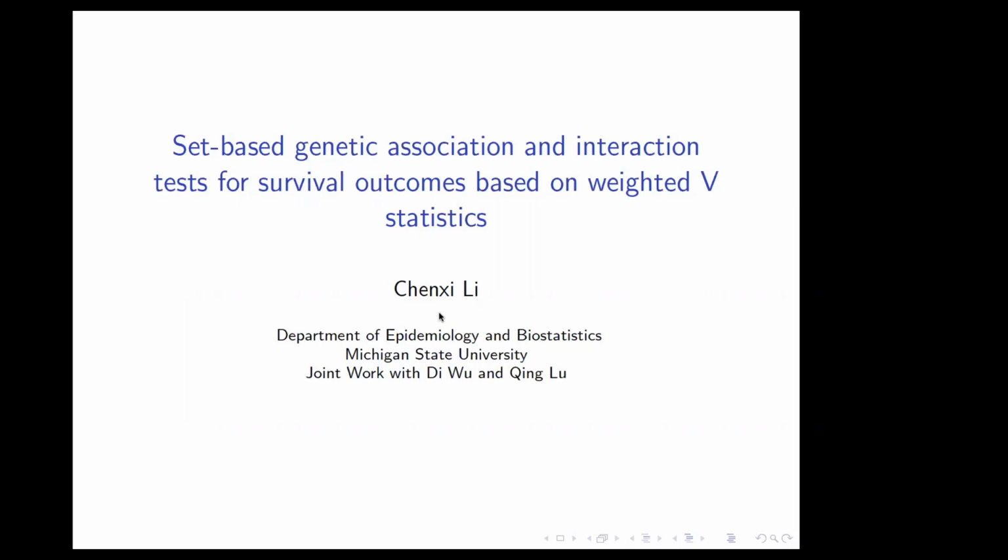Today I'm going to present the first paper in statistical genetics of mine. It was published in Genetic Epidemiology. This research is a joint work with my student Liu and our former colleague Qinlu. So the title of this talk is Set-Based Genetic Association and Interaction Tests for Survival Outcomes based on weighted V statistics.